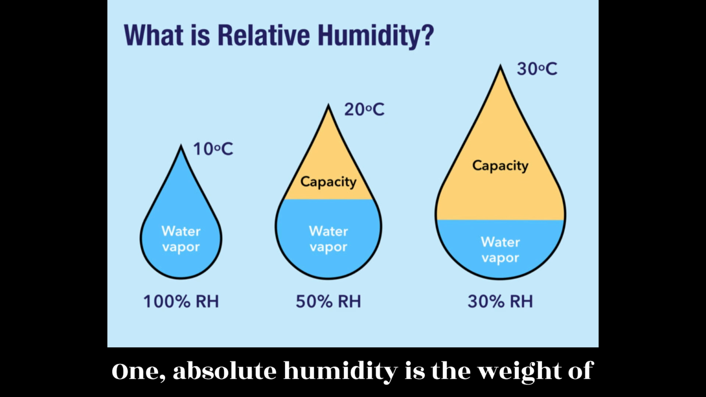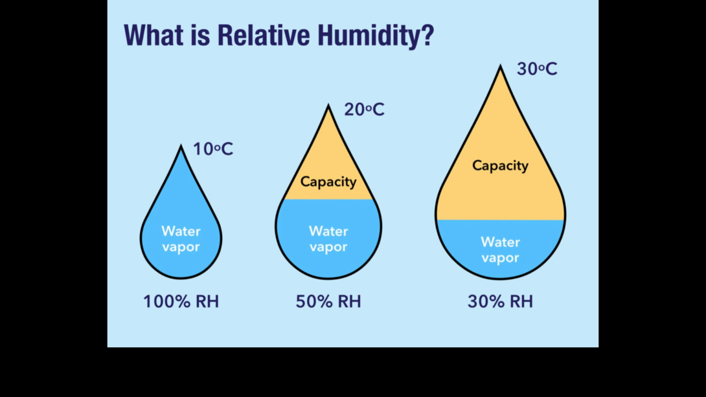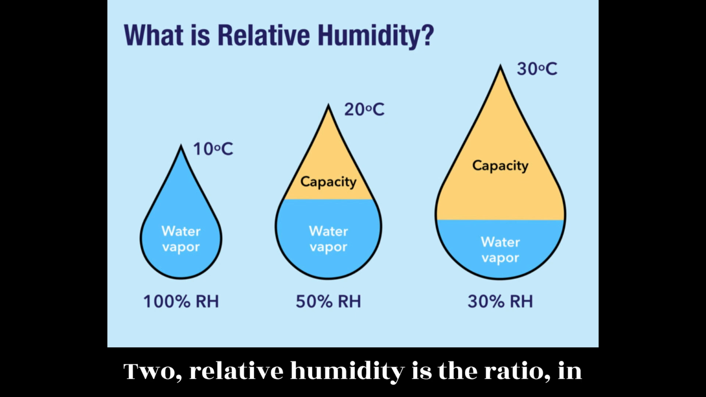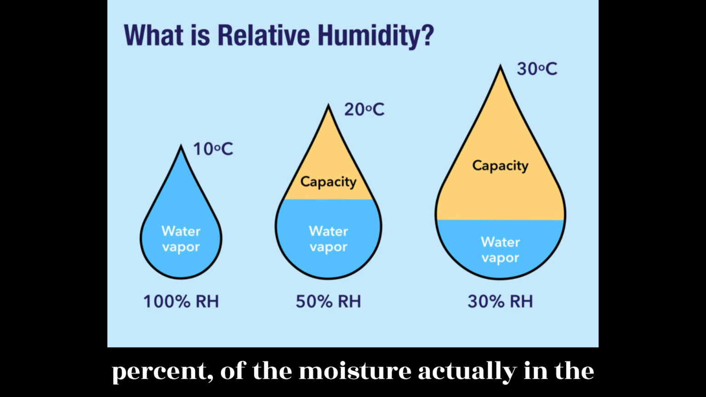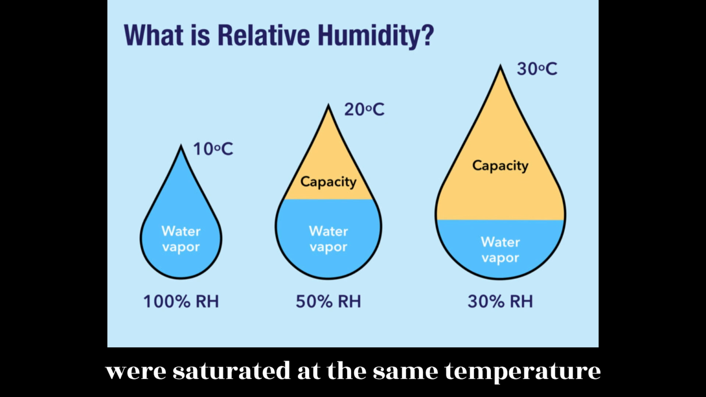1. Absolute humidity is the weight of water vapor in a unit volume of air. 2. Relative humidity is the ratio, in percent, of the moisture actually in the air to the moisture it would hold if it were saturated at the same temperature and pressure.